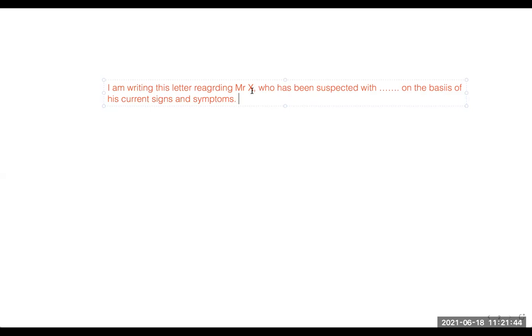That means we are saying that this letter is being written, or I am writing, regarding that patient, regarding Mr. X, who has been suspected on the basis of current signs and symptoms. If the word diagnosed is given instead of suspected, use suspected when a question mark is given. When question mark is given, then you say suspected, and you can also say provisionally diagnosed with. If question mark is not given, then you make this word rub. So who has been diagnosed with this disease on the basis of his current signs and symptoms.